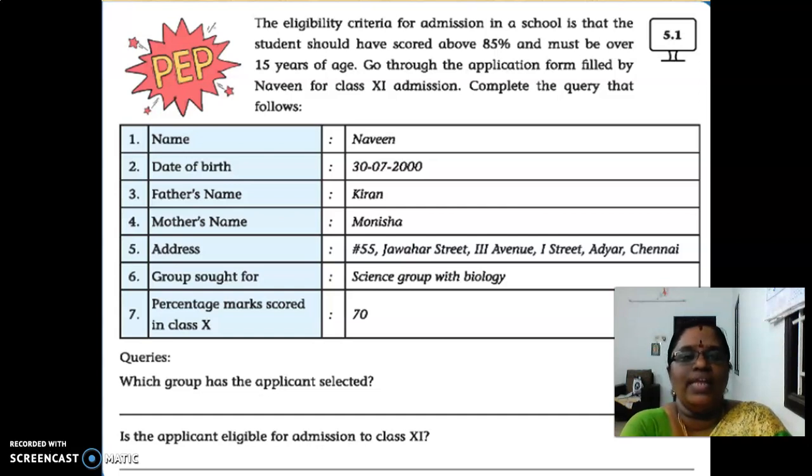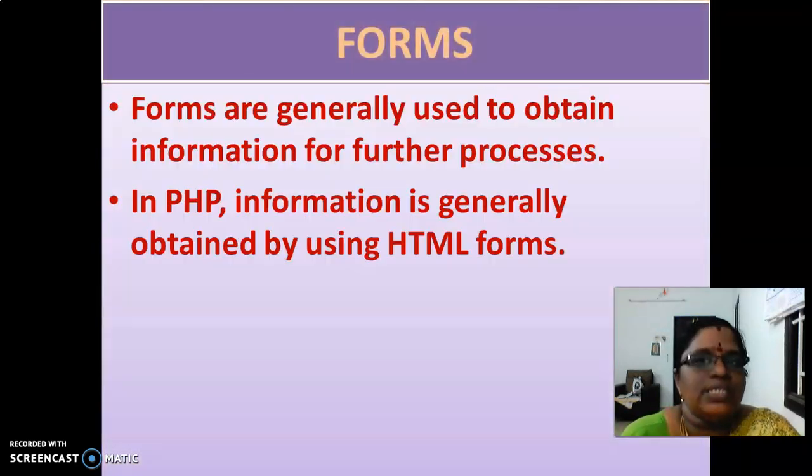Okay, so see there, the criteria for admission in a school is that the student should have scored above 85% and must be over 15 years of age. But his percentage is 70%. So he is not eligible for the admission. So here see the criteria: student should have scored above 85%. Okay, so write the answers here children. Which group? Science group with biology. Applicant eligible or not eligible.